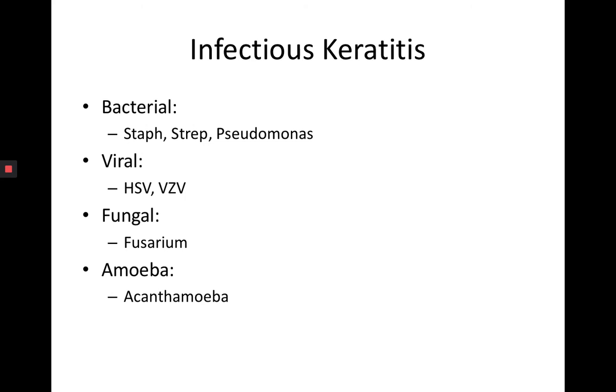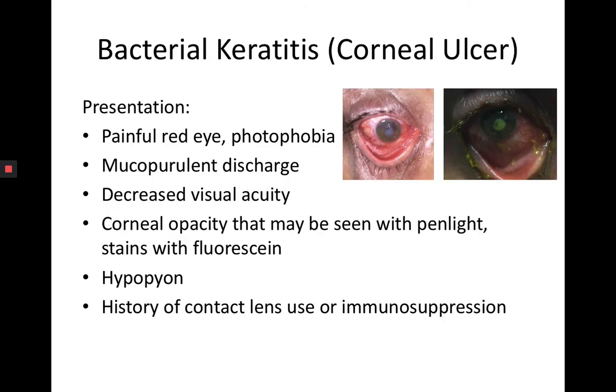The next set of cases involves infectious keratitis, which is an infection of the cornea, and there are multiple different organisms that can cause infectious keratitis, including bacterial, viral, fungal, and amoeba infections. So the first is bacterial keratitis, which is commonly known as a corneal ulcer. This presents as a painful red eye with photophobia. Patients usually have mucopurulent or purulent discharge, and will report decreased visual acuity.